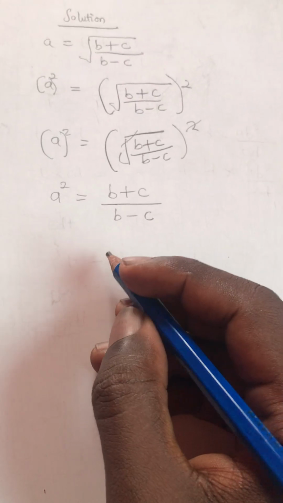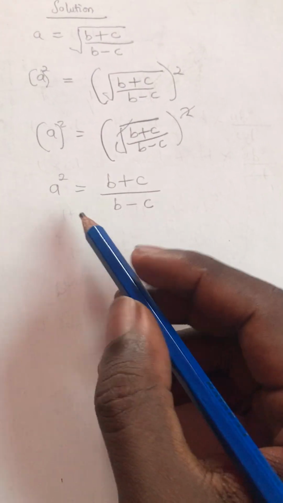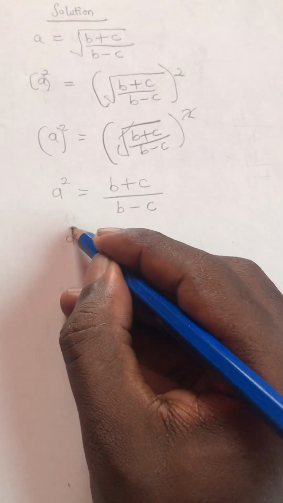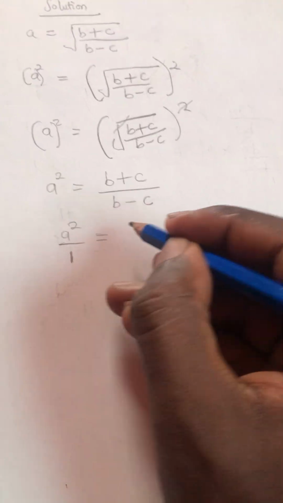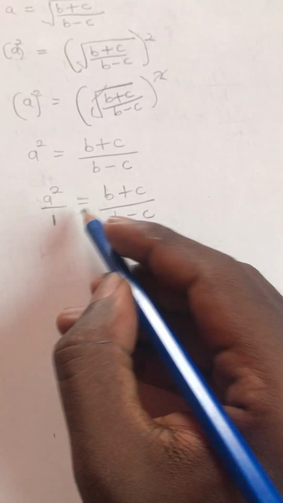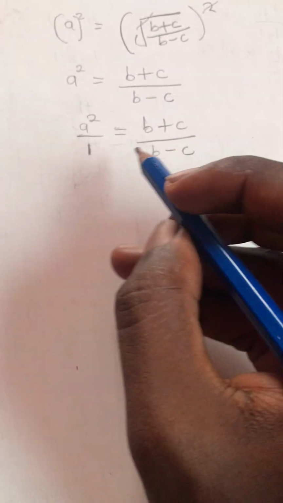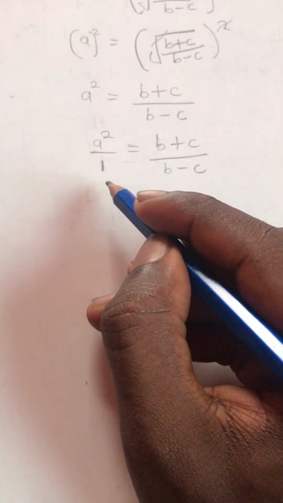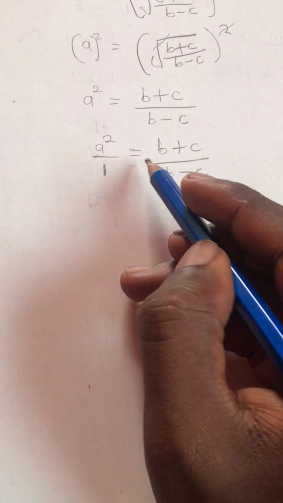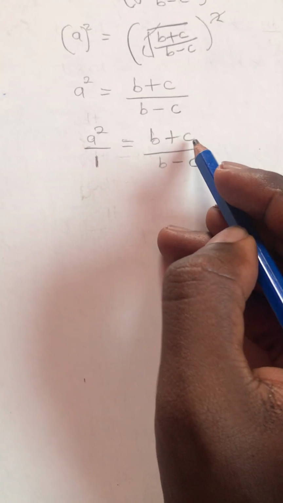And we have to make c the subject of the relation. So a squared here has an invisible one under it, so a squared over 1 is equal to b plus c over b minus c. So we have to cross multiply. Whenever you have an equal to sign between two fractions, you cross multiply.